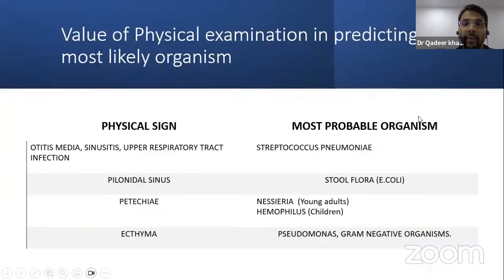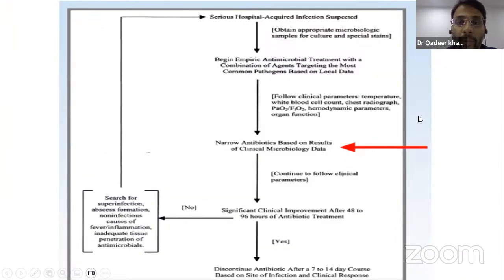When you see a probable source of infection, or a patient suffering from infection, the first thing is to obtain appropriate microbiological cultures before starting empirical antibiotic therapy, and see the clinical parameters. As I said, we have lab investigations, radiological investigations, hemodynamic parameters, and so on. And when we get the culture reports, narrow down your antibiotics based on the culture and microbiological data.